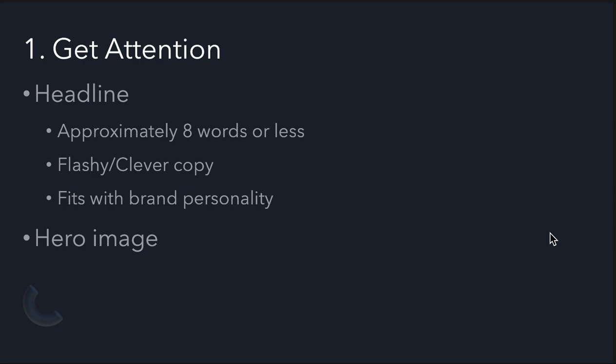And the headline, keep them short, 8 words or less ideally. And with this, we should try to be a little bit clever, use unique wording. This is not the time to write the name of a company in all caps with a 60-point font. We want to have something more clever than that.